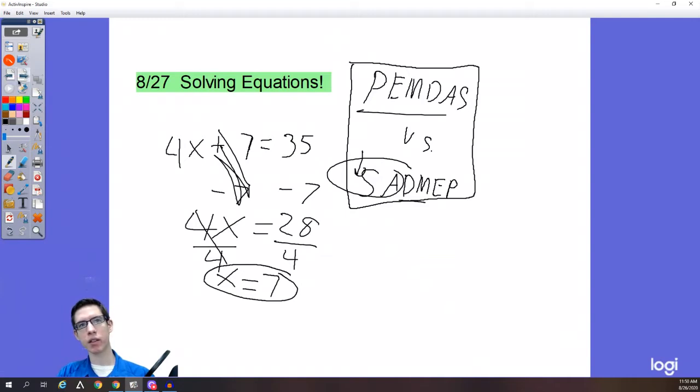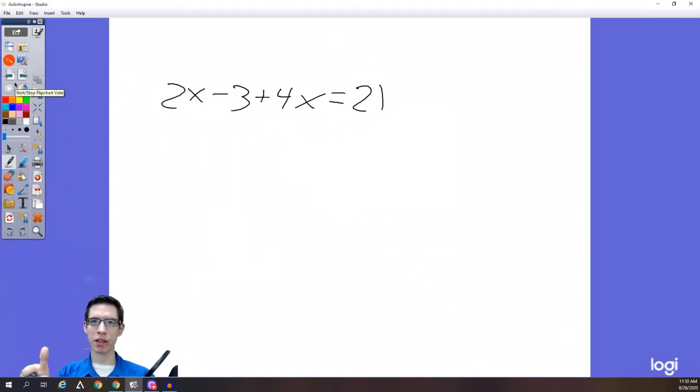So let's look at another quick example here. This time we've got 2x - 3 + 4x = 21. The right side, just one term, doesn't have to be simplified, but that left side does need to be simplified because I've got the 2x and the 4x, and those two terms can be combined. So we actually need to use PEMDAS first. We need to simplify that left expression, and then we use SADMAP. So we take the 2x and the 4x, we're going to add those two together. They're going to be 6x - 3 = 21.